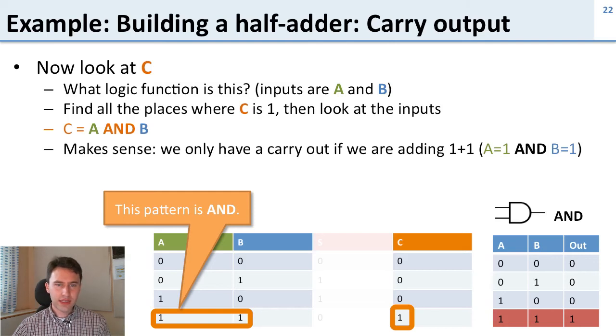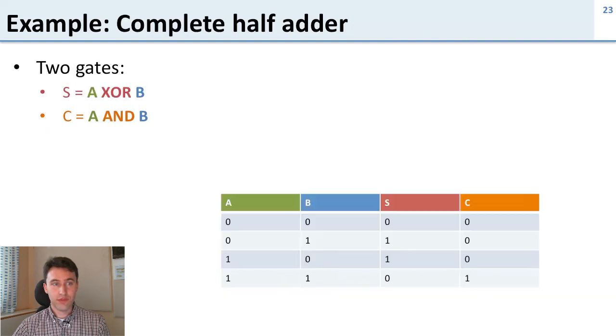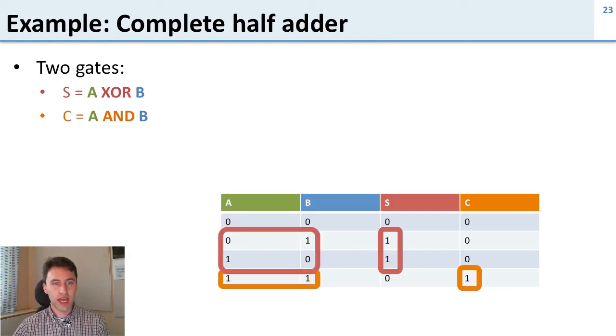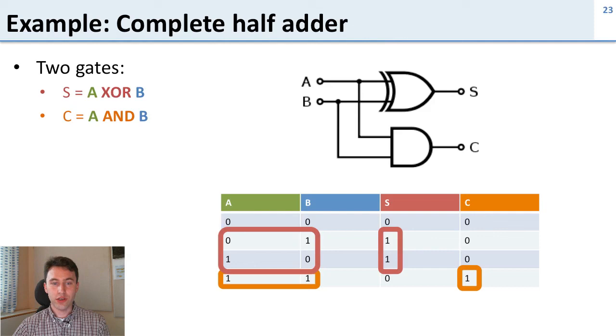And this makes sense. We saw that we only have a carry out if we're adding 1 plus 1. Then we get to have an output of 1 in our carry because we've overflowed. So it makes sense that this is an AND here. So here's our complete half adder. We have two gates, one for the carry, and the carry is only true when A and B are true, so C equals A and B, and one for the sum, and sum is true when either A or B are true, but they're not both true, so this is XOR. And so here's the equation, here are the gates, and here's the truth table for a half adder.